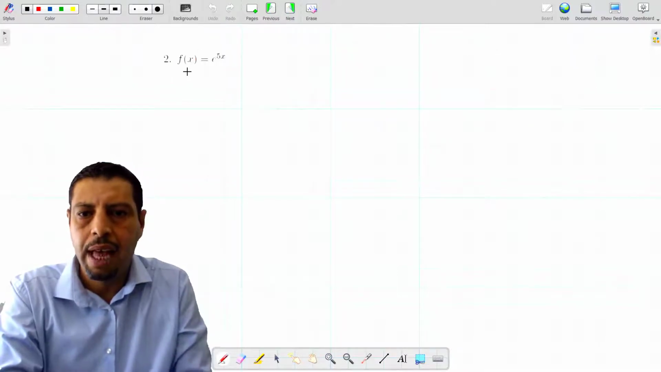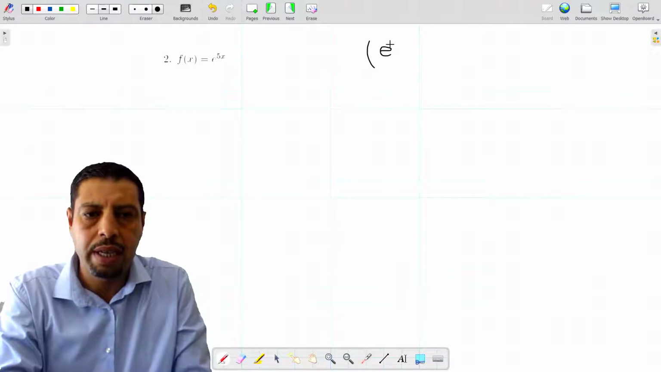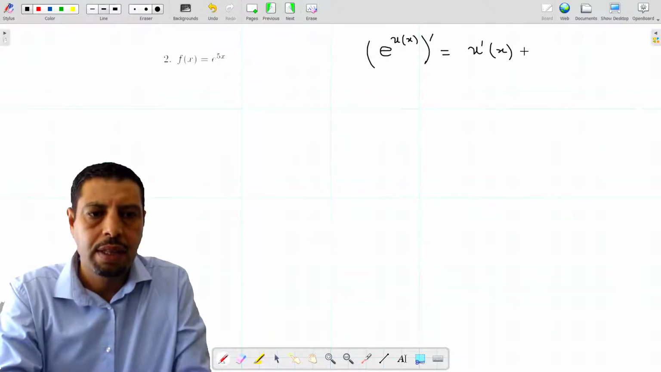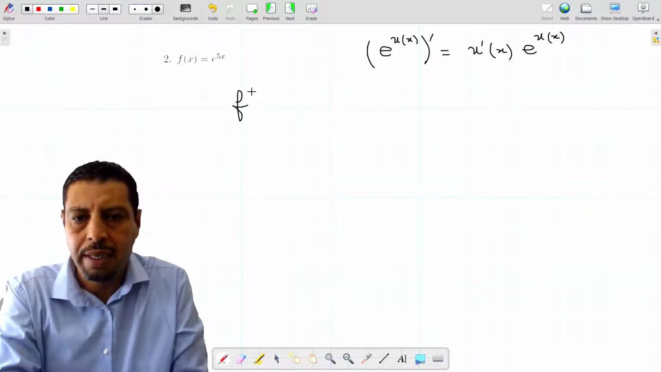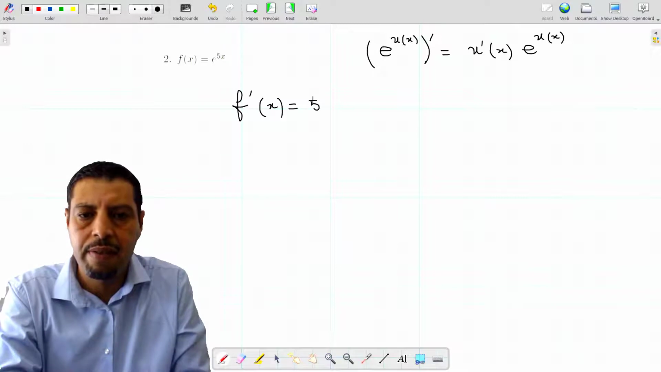Next one, f of x is exponential 5x. Again, here we can apply the chain rule using the derivative of exponential u of x, which is u prime of x times exponential u of x, which gives f prime of x equals, here u of x is 5x, its derivative is 5, exponential 5x.